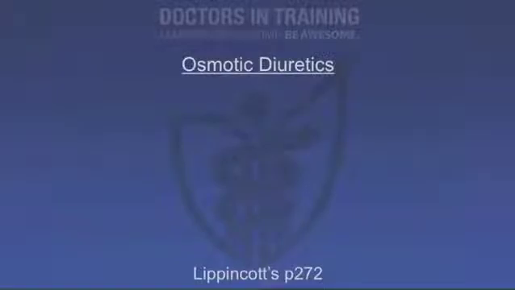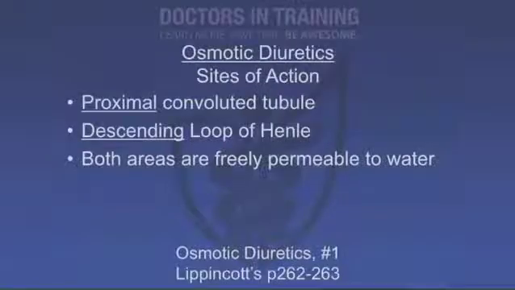Let's talk about osmotic diuretics next. Most of your textbooks will look at osmotic diuretics and say these are not important, and they'll be the very last class of diuretics you talk about. The reason I put them second is because that's really where they come anatomically. They work in the proximal convoluted tubule, and they also work in the descending loop of Henle. Both of these areas, remember, are freely permeable to water. So any osmotically active agent that's filtered into the glomerulus but not reabsorbed is going to cause water to be retained in these segments and result in a mild diuresis.